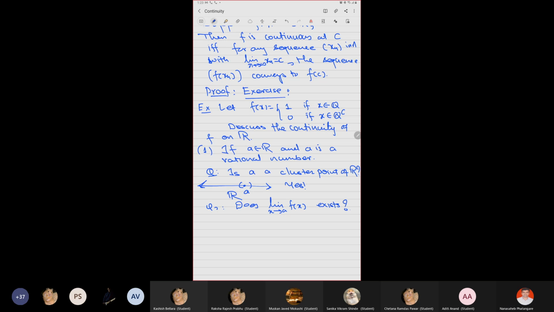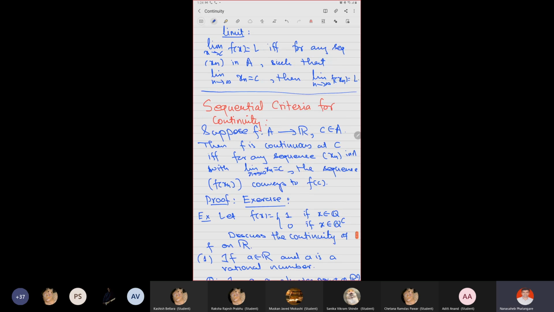Yes, sir. The limit exists? But we proved that the limit does not exist for this function. How? Does the limit at a exist? What is the guarantee? See, the sequential criteria.